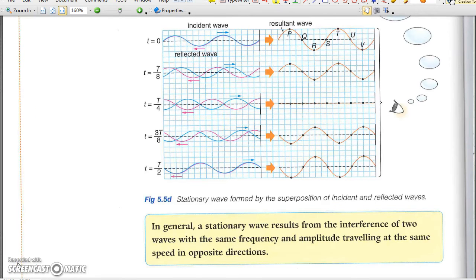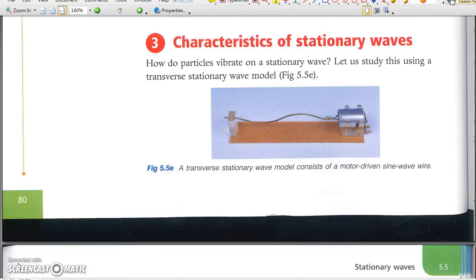In general, a stationary wave can be formed by any two coherent waves of the same amplitude traveling in opposite directions if the wavelength matches the boundary condition. 3. Characteristics of stationary waves.